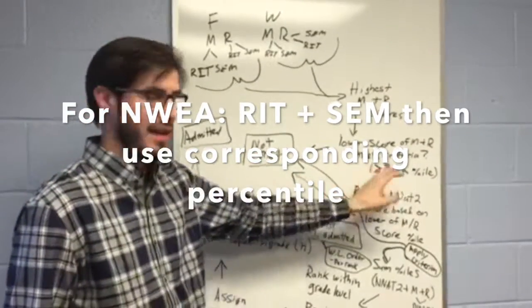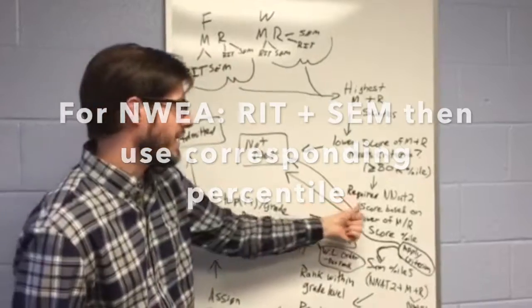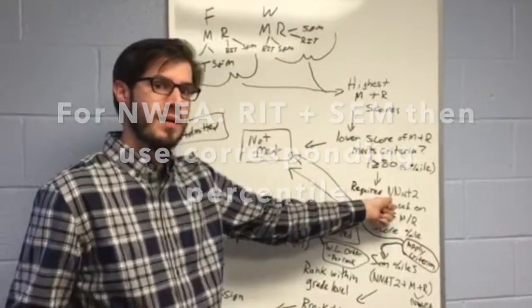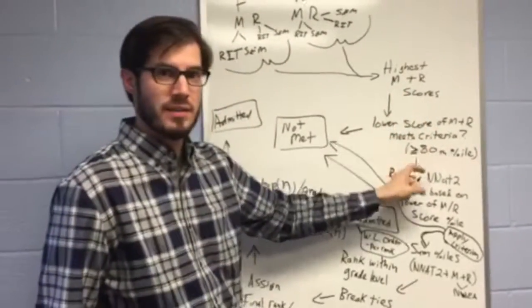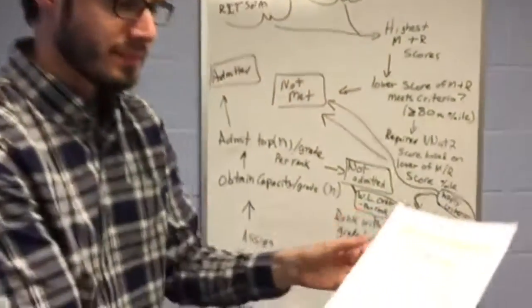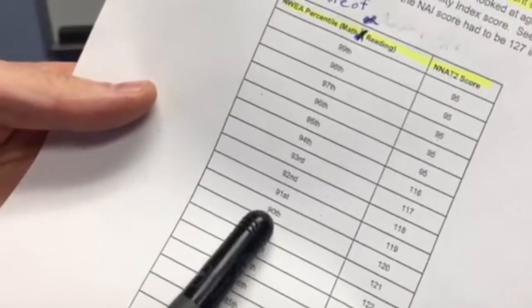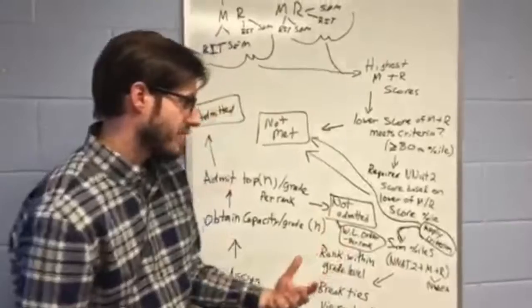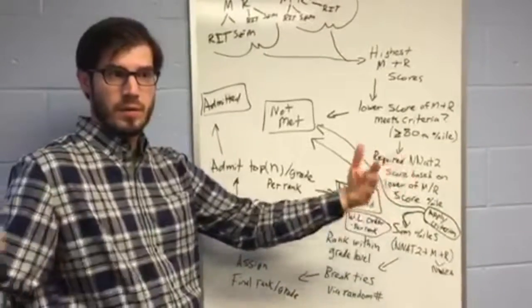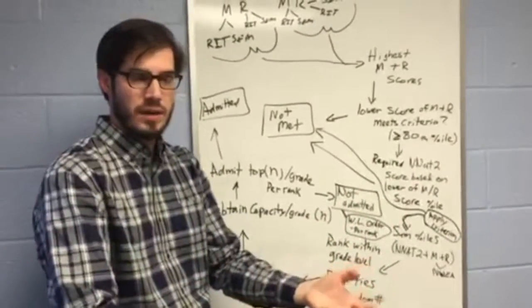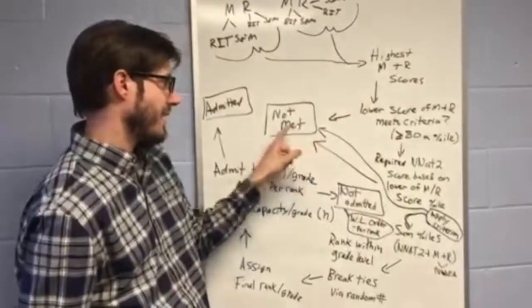If they have met the 80% threshold, then we have to find out what the required NNAT2 score is, and that is based on, again, the lower of the math and reading scores' percentile. For example, this document shows that if the lower of the 2 percentiles were the 90th, then the required NNAT2 score would be 120. So we determine, if they had the 90th for the lower of the 2 percentiles, was their NNAT2 score 120? If it was lower than 120, then they exit the process.